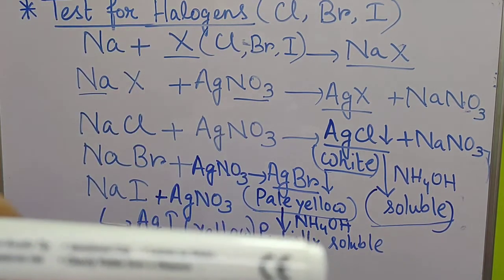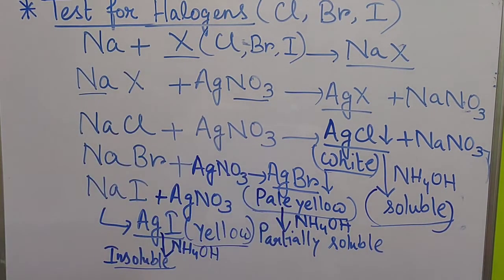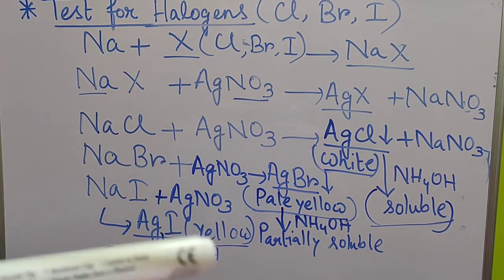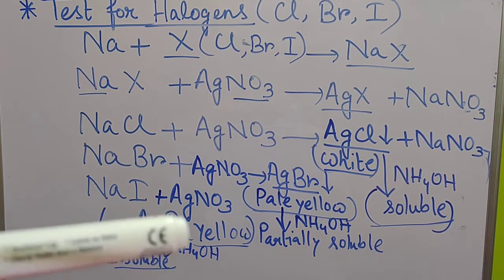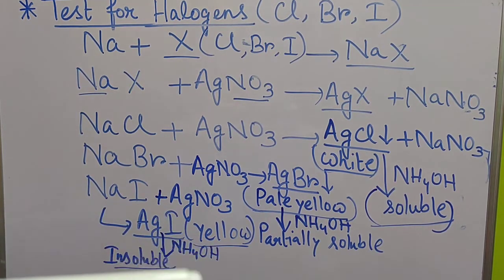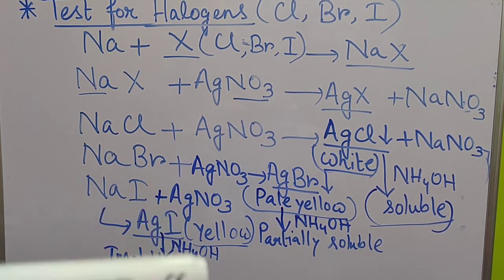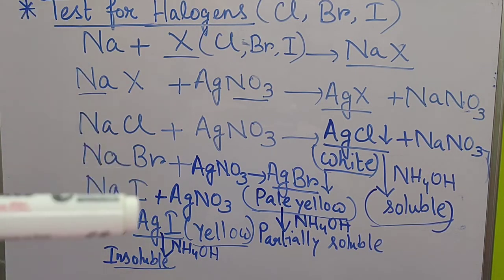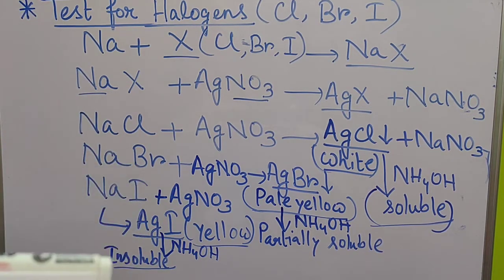Now if you add NH4OH solution, a little amount will dissolve. If the precipitate obtained at the bottom is dark yellow colored, that means it contains AgI, and when you add NH4OH, you see no change in the precipitate, that means it is not at all soluble in ammonium hydroxide.